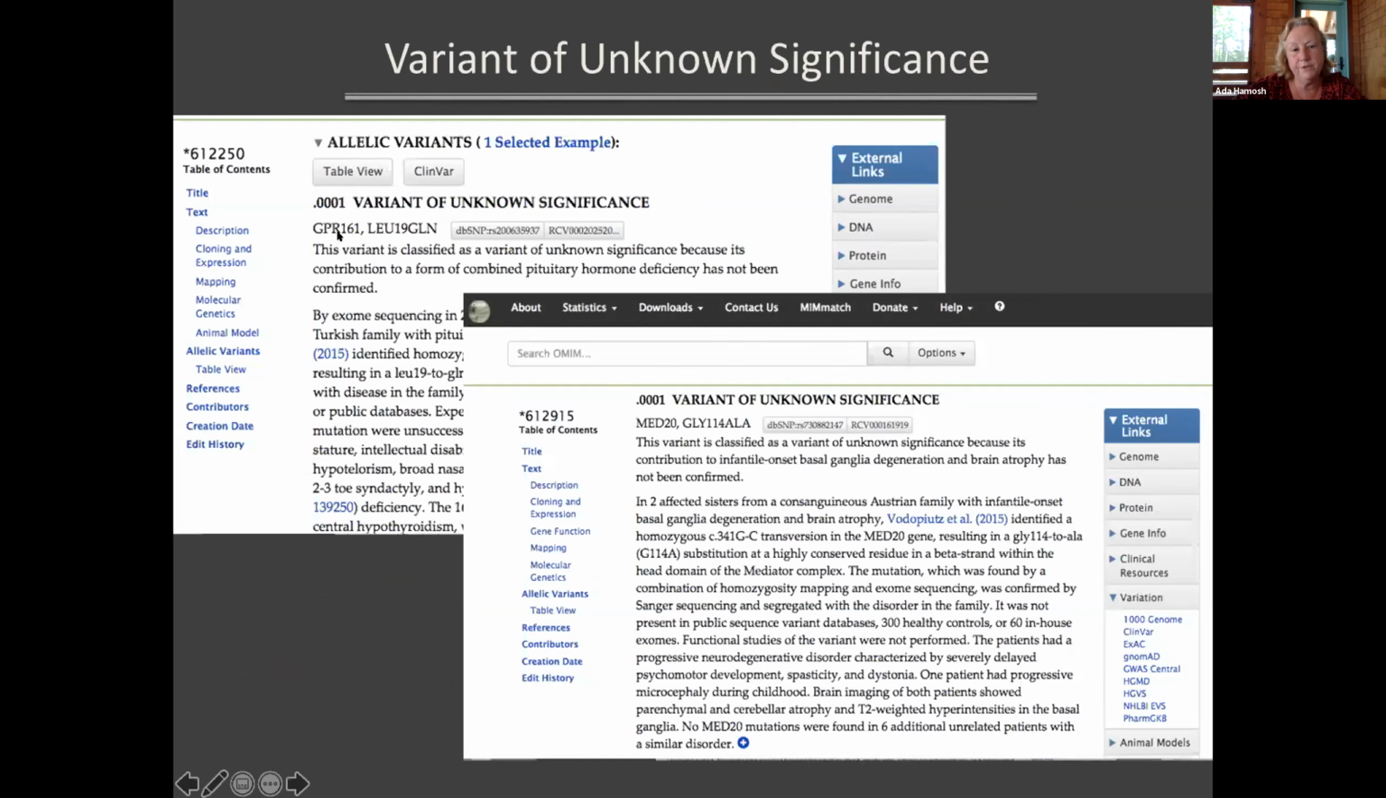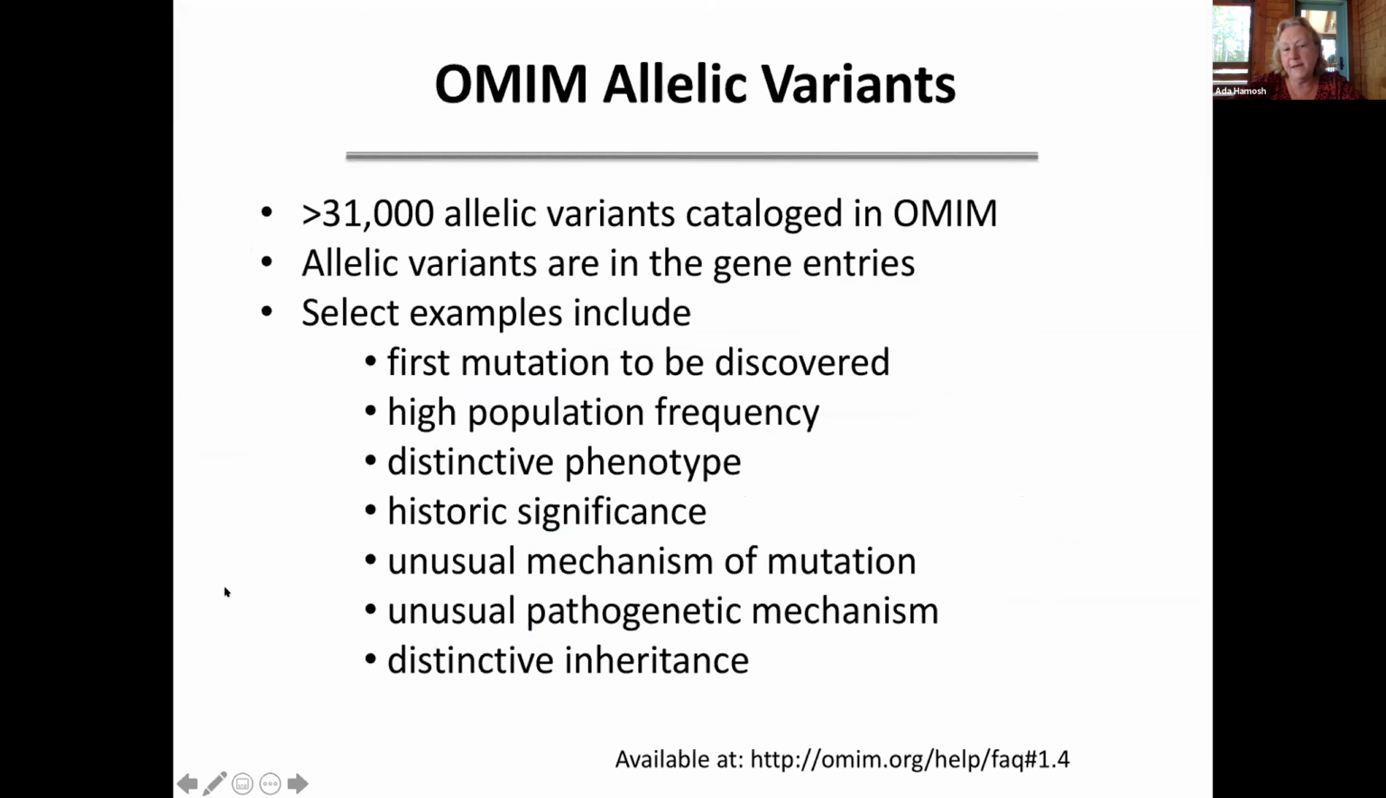So this is an example of two of these. This is a variant of unknown significance for, I can't tell you the name of the gene from here. And this is another one with MED20. This one's MED20, and this one is GRP161, sorry. At the moment, OMIM has something over 31,000 allelic variants. Allelic variants are in the gene entries, and we are putting in the first few mutations to be discovered, ones with high population frequency, a distinctive phenotype.